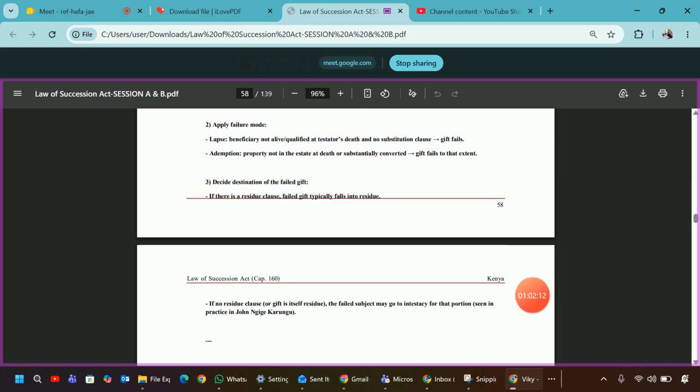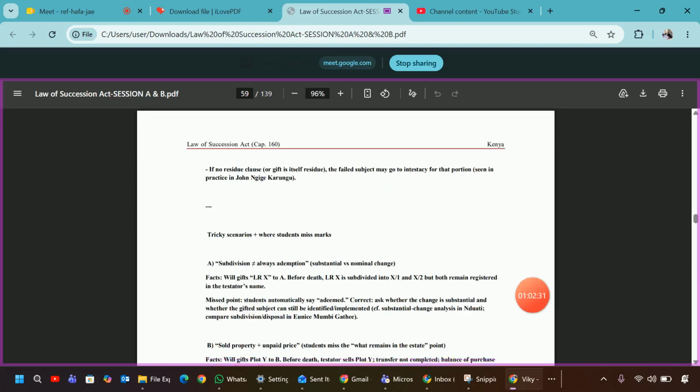If there is a residue clause, the failed gift typically falls into residue. Okay. Then, if no residue clause or the gift is itself residue, the failed gift may go to intestacy for that portion. This was seen in the John Ngige Karungu decision.